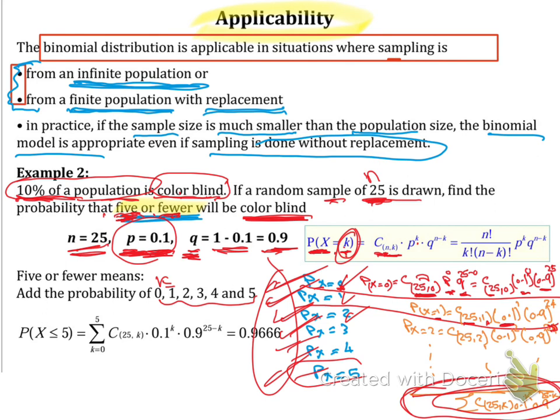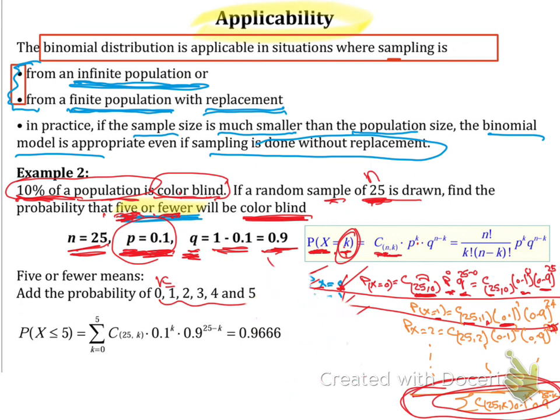So the total probability here will be, as mentioned here, 0.9666, which is very close to 1. A very big probability. Okay? I hope this example is clear.